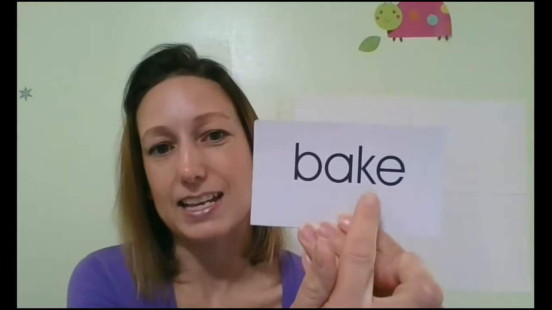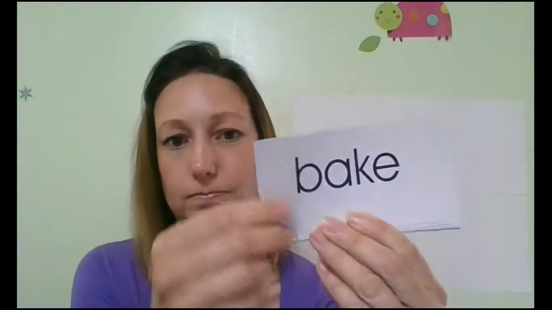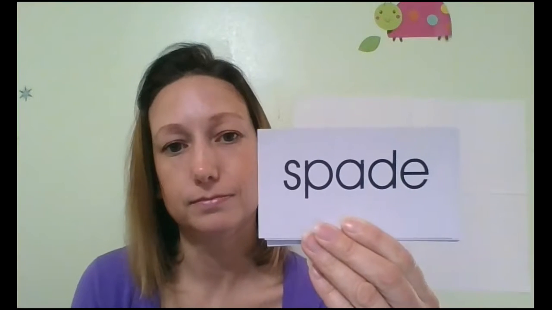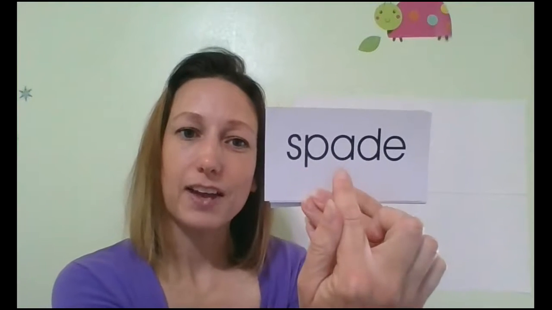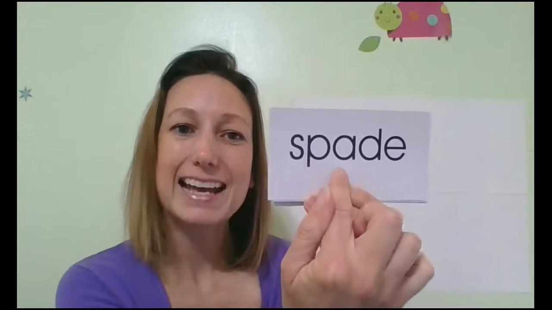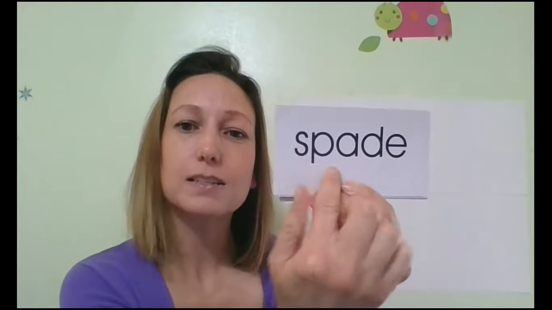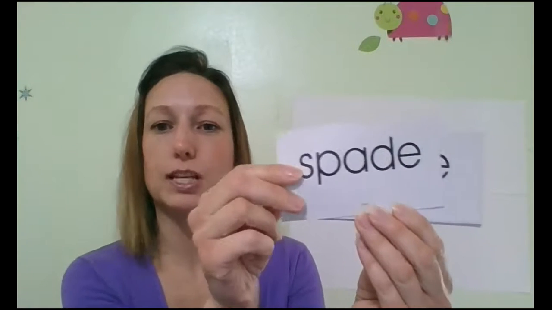I see my A, consonant, E says A. It's going to say b, a, k, bake. Even though this one has our blend at the beginning, we still have A, consonant, E says A. Spade, spade. A spade can be like a shovel. You can use a spade to dig in the dirt.